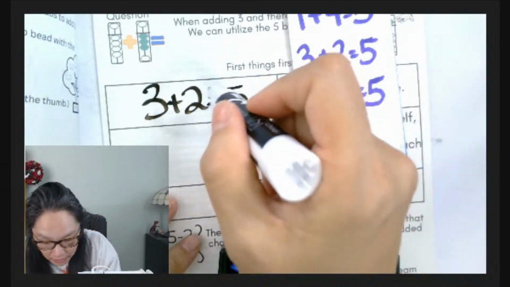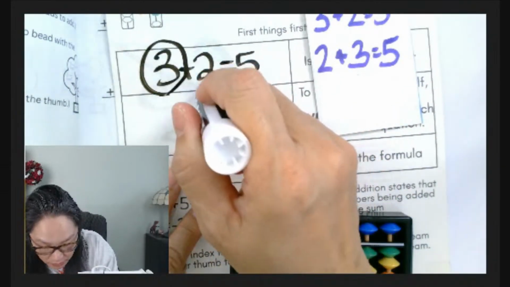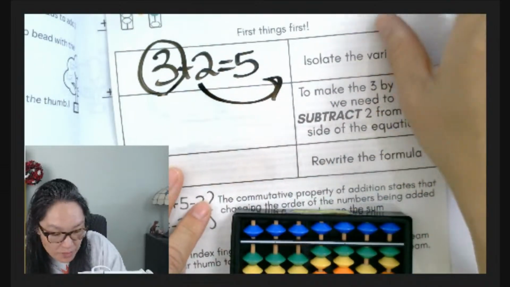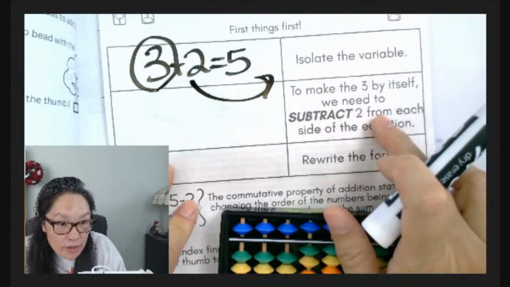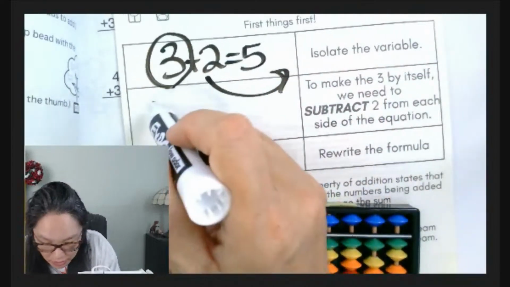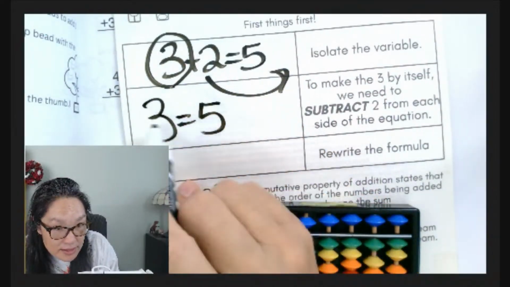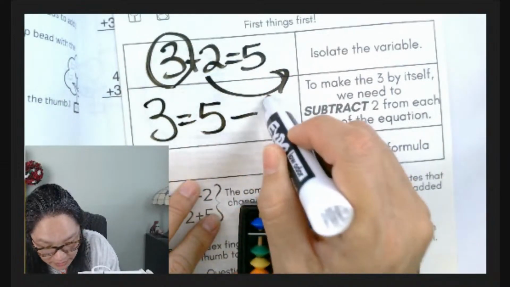Now what do? Well, we're going to focus on our 3. We need to move our 2 to the other side. To make the 3 by itself, we need to subtract 2 from every side, right? From all sides. So we do 3 is equal to 5. Notice this is not enough, right? This is not balanced. So we have to minus the 2.